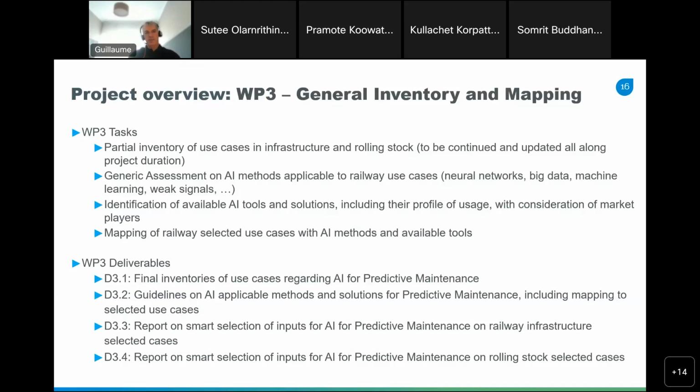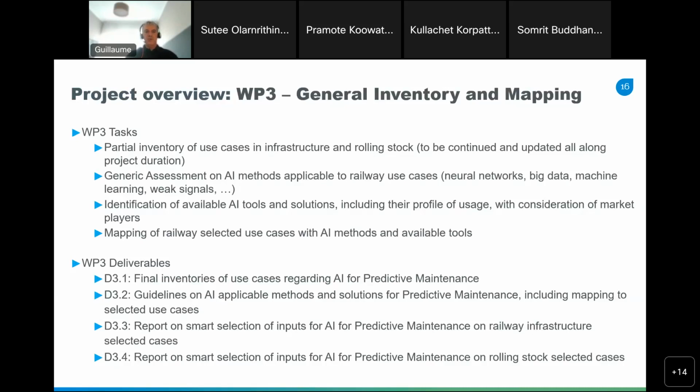Here we put some examples: neural networks, big data, machine learning, weak signals, and so on. Then we will have to identify the available AI tools and solutions, including their profile of usage, with consideration of market players. Here we will have to make some liaison with some industry and AI vendors outside of our consortium members. The last task will be to map the railway selected use cases to the AI methods and tools. This will finalize the WP3 tasks.